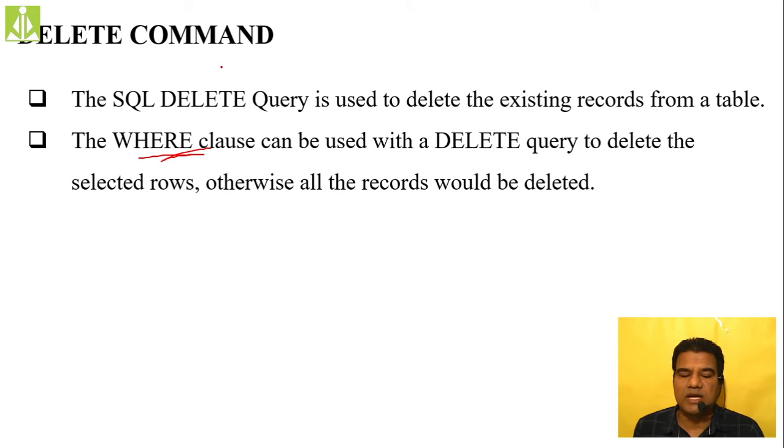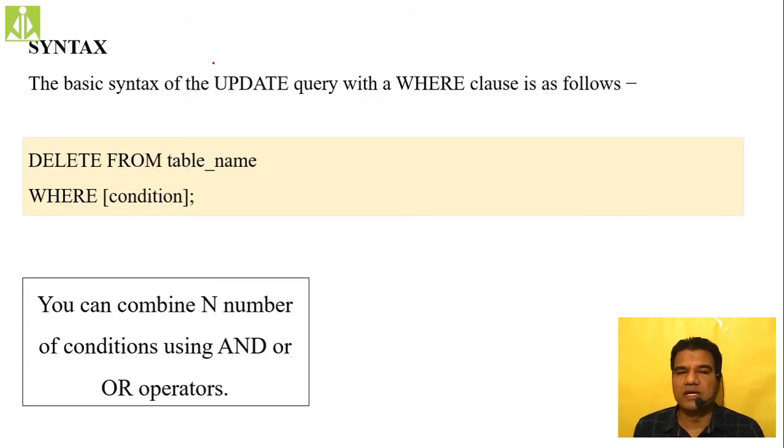So remember this one: the delete command is used to delete the records from the table. Without the where clause, it will delete all the rows. That generally we don't want. So if you want to delete a specific row or a specific set of rows, simply use the where clause to make that specification. Okay, so here you can see the syntax.